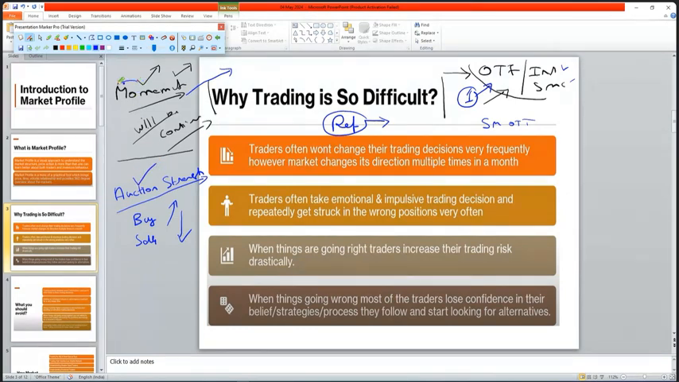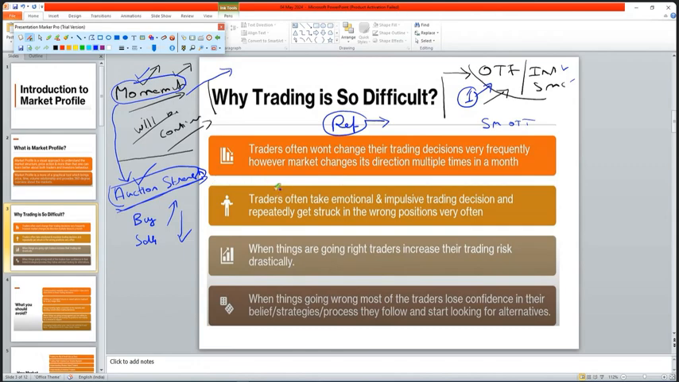Here a member asked the question: how to identify the momentum? So we should know how to identify the auction strength. Then the answer will come: once we know how to identify the auction strength, then how to identify the momentum will be the answer.